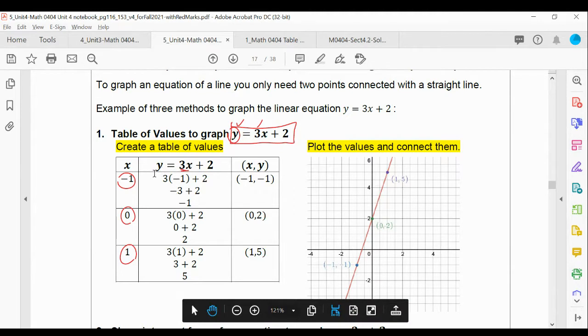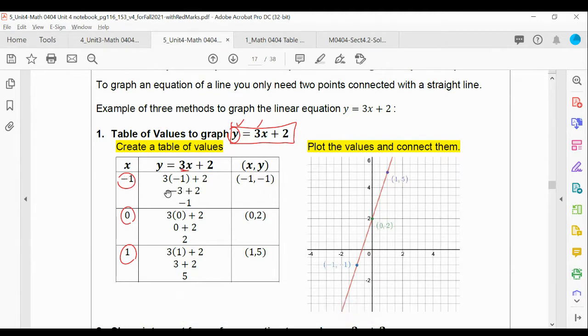So let's try the first one. We have x equals -1. So we have the equation 3x plus 2, and we replace the x with -1. We multiply first. 3 times -1 is -3, and then -3 plus 2 is -1. So this is the y coordinate and this is the x coordinate. Let's write that as an ordered pair, -1, -1.